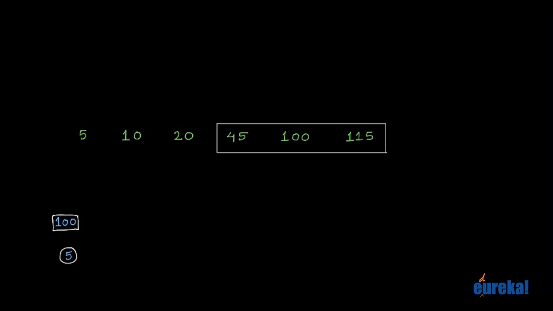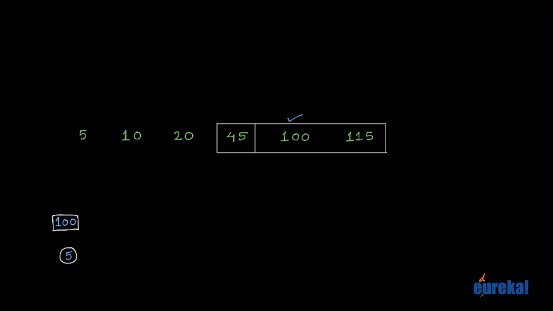We have 3 elements, 3 by 2 is 1.5, which means, let's say it's 1, because in integers you're going to round it off. First element, we're going to search here. Is this the one we're looking for? No. Now the number you're searching for, is it greater than 45? Yes. That means it's going to be in this half. Now again we take these two. 2 by 2 is 1. So is this the number we're looking for? Yes. And we found it.